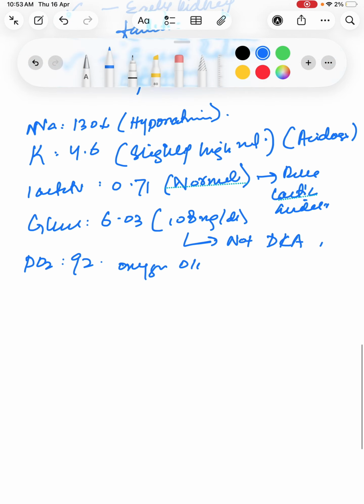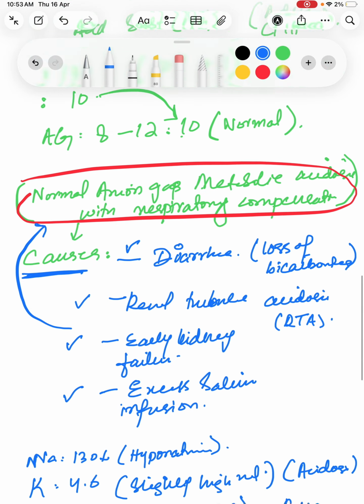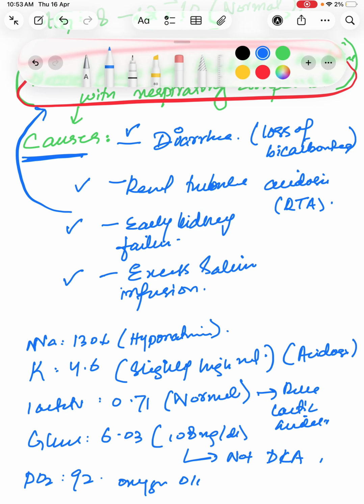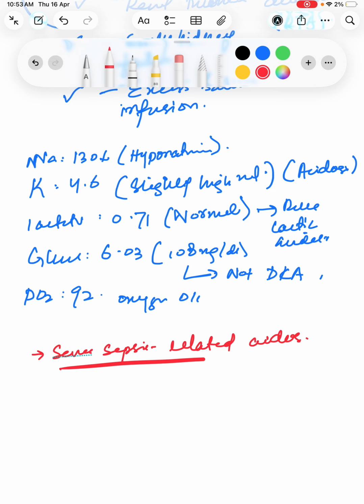Now what is the clinical meaning of these reports? As we have seen the reports, the pH, HCO3 and CO2 values, and the sodium, potassium and chloride. Now what is the clinical meaning? So it shows that this is not severe sepsis related acidosis. Why? Because the lactate is normal. Whenever lactate is abnormal, this shows that it is due to severe sepsis related acidosis, but the lactate here is normal. Also, the O2 oxygenation is okay.